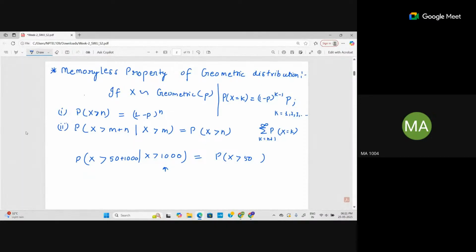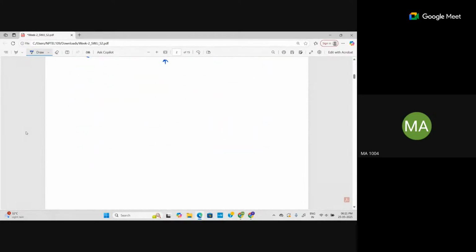And then we have the next thing. Sum of two independent Poisson variables.